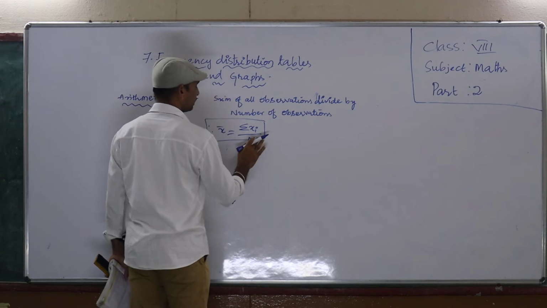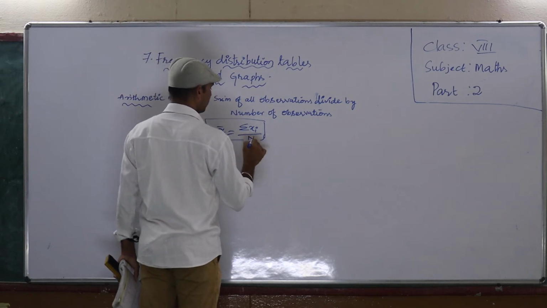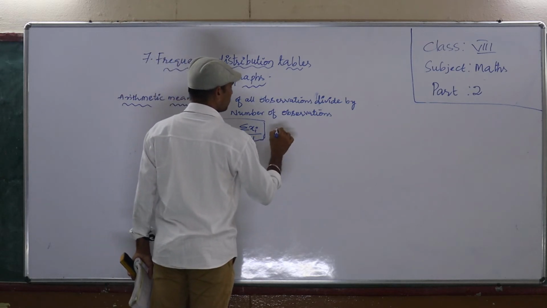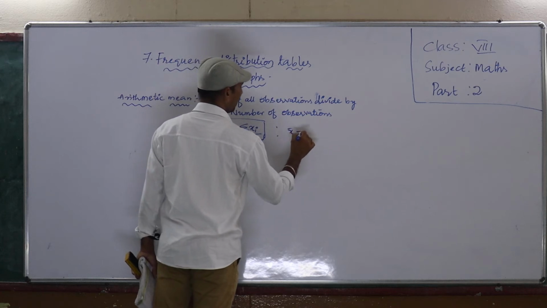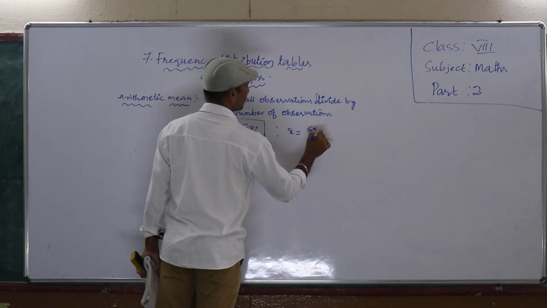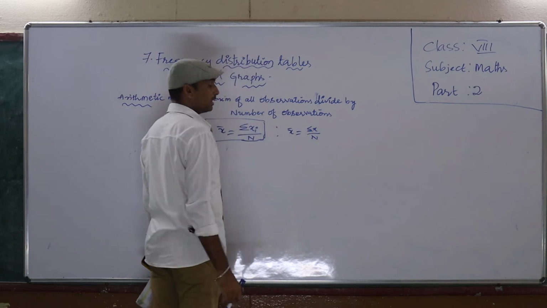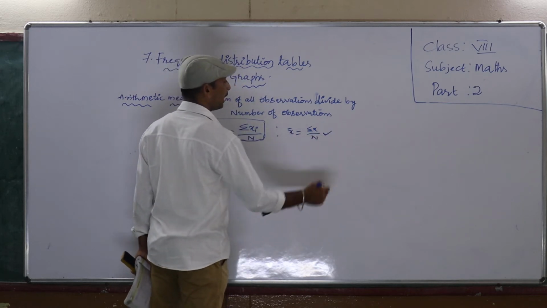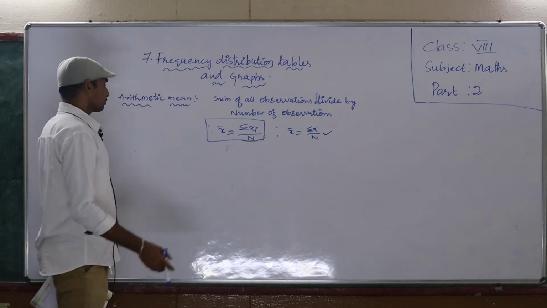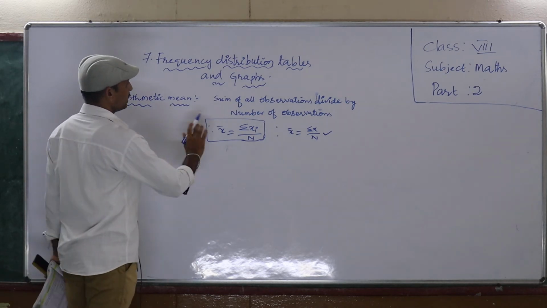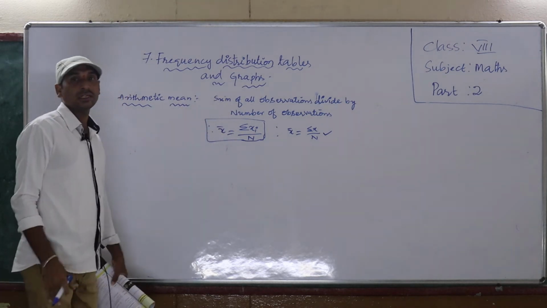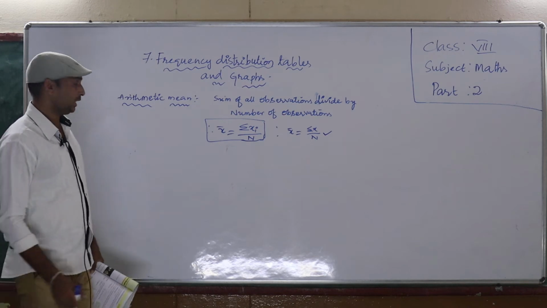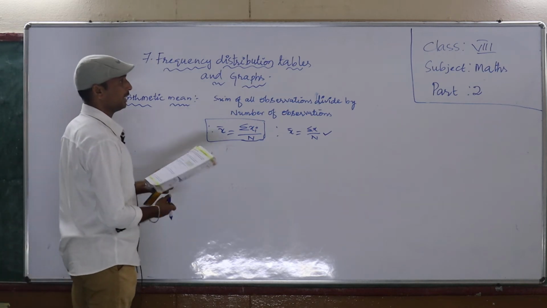Simply you can write just x bar is equal to sigma x by n. This also you can write. Okay, children. So here this is the formula, this is the definition. Then one example problem we will discuss.